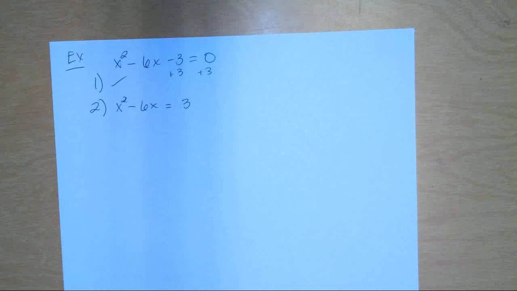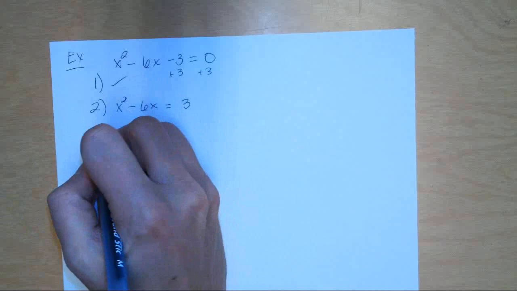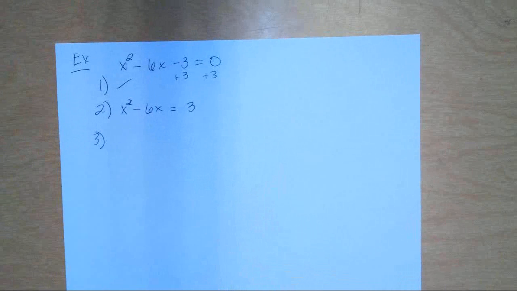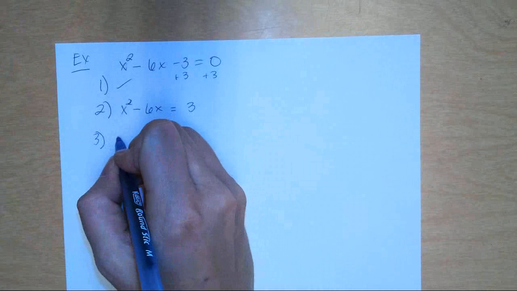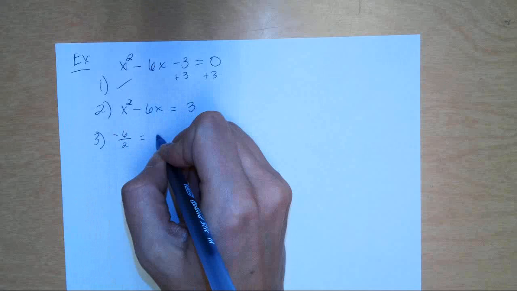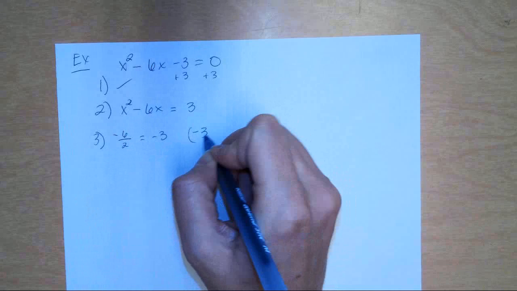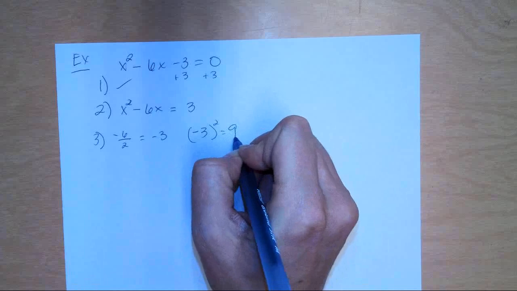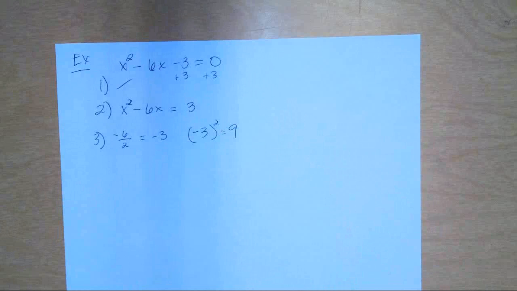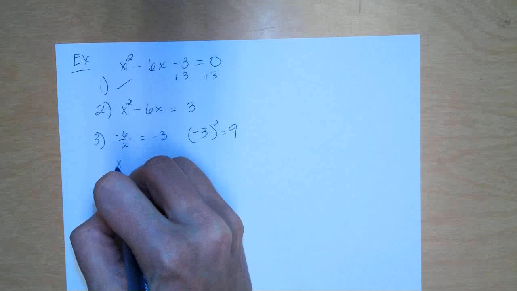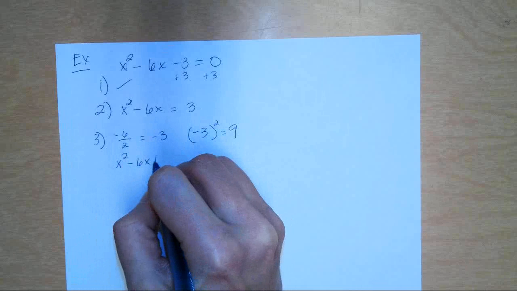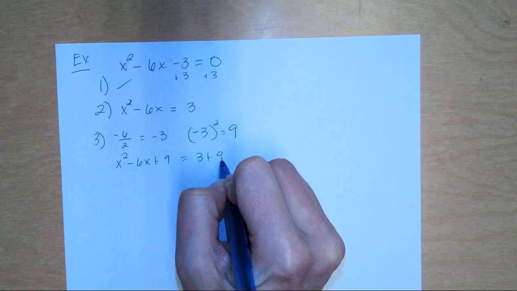Now, the third step is actually completing the square. So the third step says, what is half of b? Negative 6 over 2 is negative 3. Negative 3 squared is 9. So we're going to add 9 to both sides. X squared minus 6x plus 9 equals 3 plus 9.